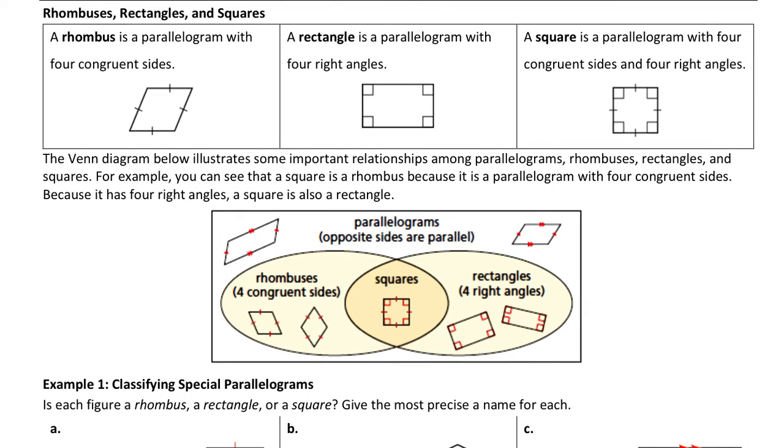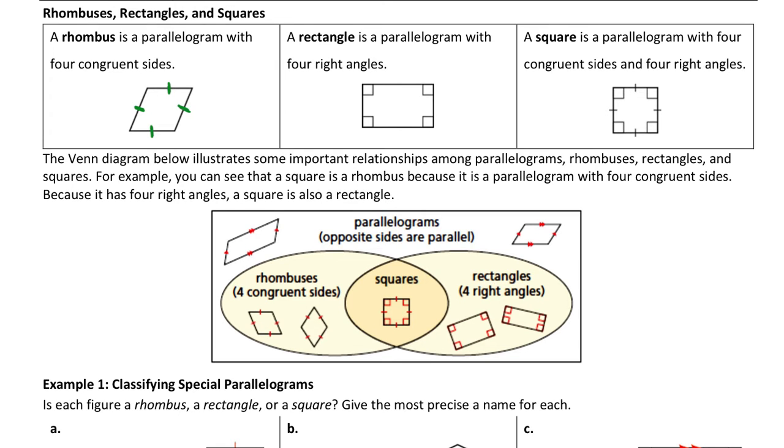Opposite sides are parallel, opposite sides are congruent, opposite angles are congruent, diagonals bisect each other. That's what we just got quizzed on. We're going to extend that to more specific types of parallelograms. The first one is a rhombus. And the most basic definition of a rhombus is a parallelogram with four congruent sides.